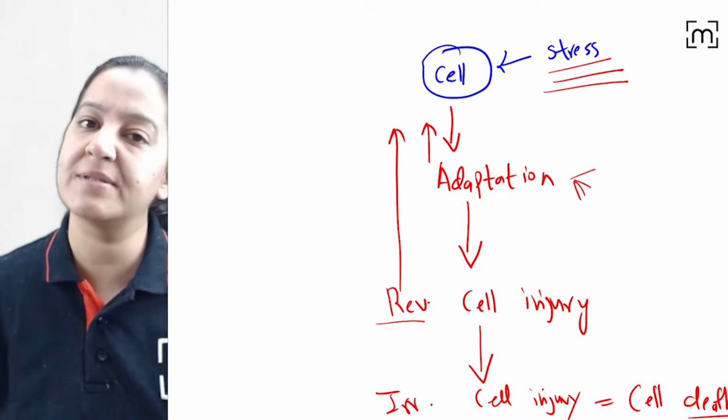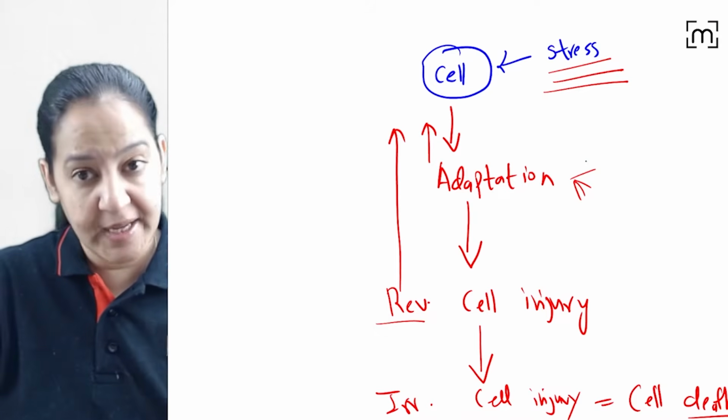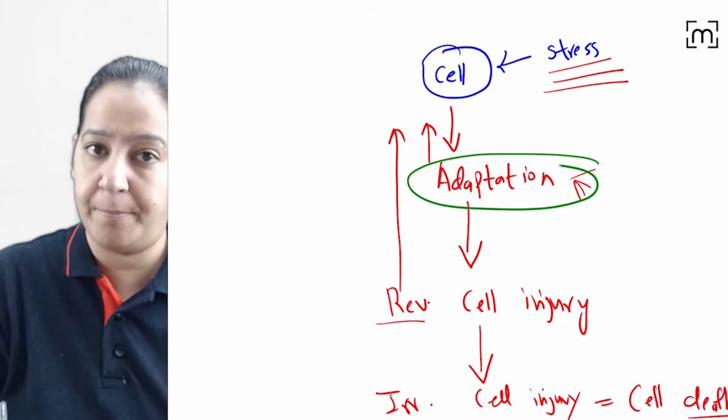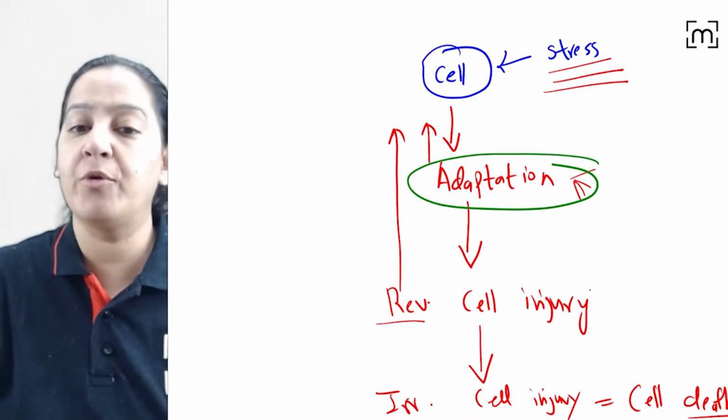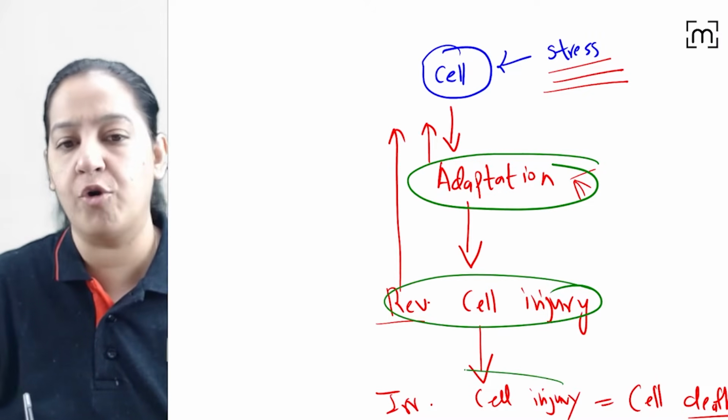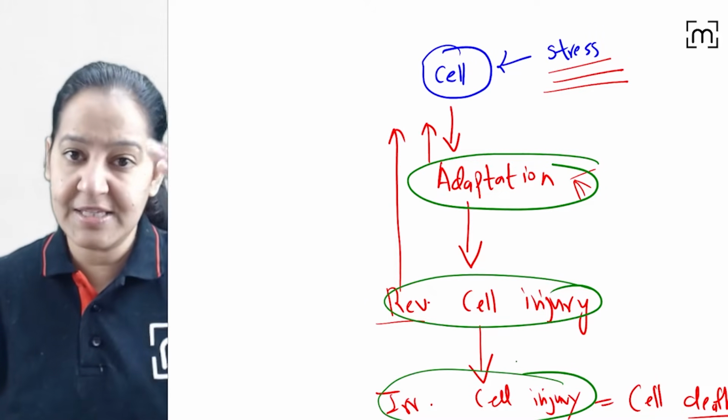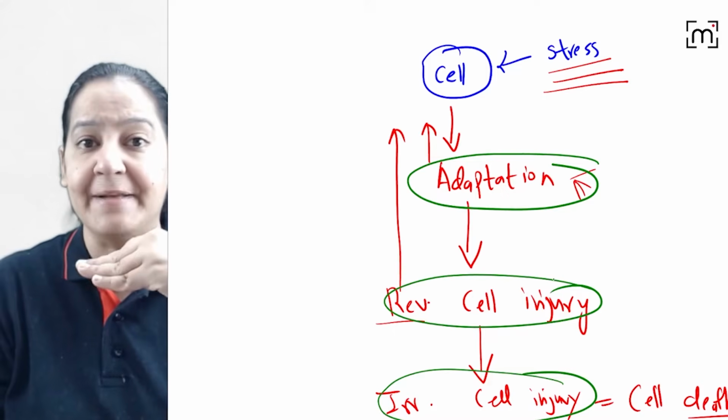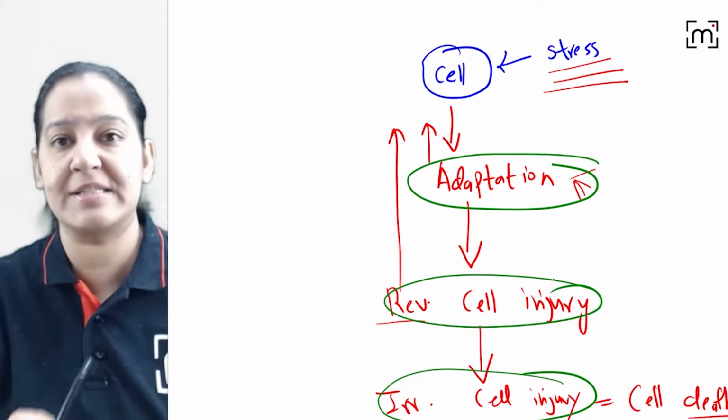So here we have to discuss 3 topics one by one. In this session, I am going to discuss adaptation. In the next session, I am going to discuss the reversible and then followed by irreversible cell injury. So these are the 3 things that happen when any cell is under stress.